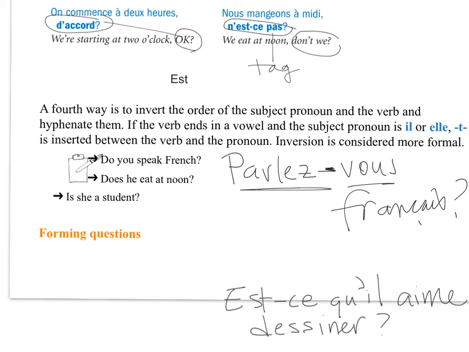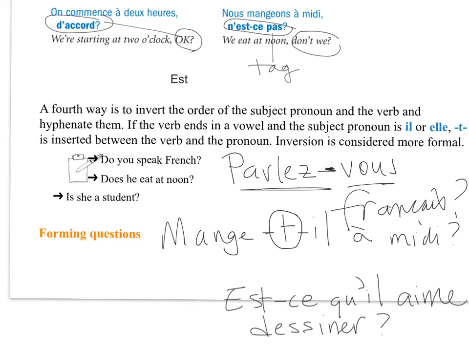Okay. So what's to eat? It is mange-t-il. Mange-t-il à midi? Midi means noon, right? Notice I have to put a T in here because the verb ends with a vowel sound and this is a vowel sound. So I insert it and it sounds like this. Mange-t-il à midi? Remember, if the verb ends in a vowel and the subject pronoun is il or elle, a hyphen T is inserted between the verb and the pronoun, just like in here.